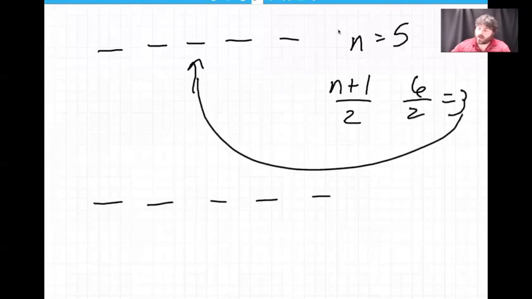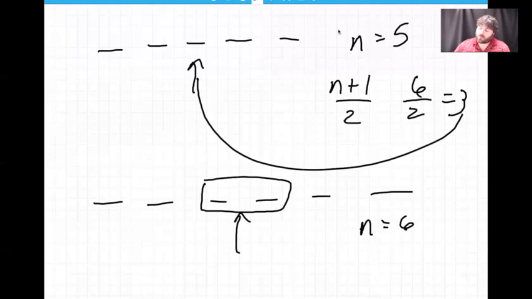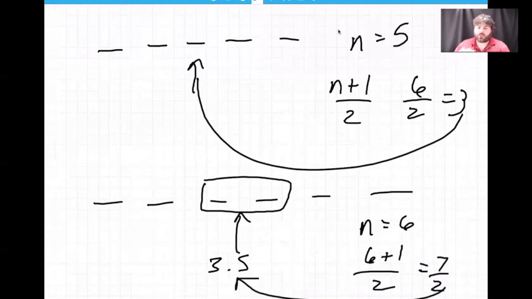What if you had 1, 2, 3, 4, 5, 6 numbers? Well, you'd say n is equal to 6. Don't forget, your median would be the average of the third and fourth. So we could call that the 3.5 number, right? The average of 3 and 4. So you just do 6, which is n, plus 1 divided by 2. That's 7/2, which is 3.5. If you get a decimal like 3.5, just remember to do the third and the fourth and average them together.